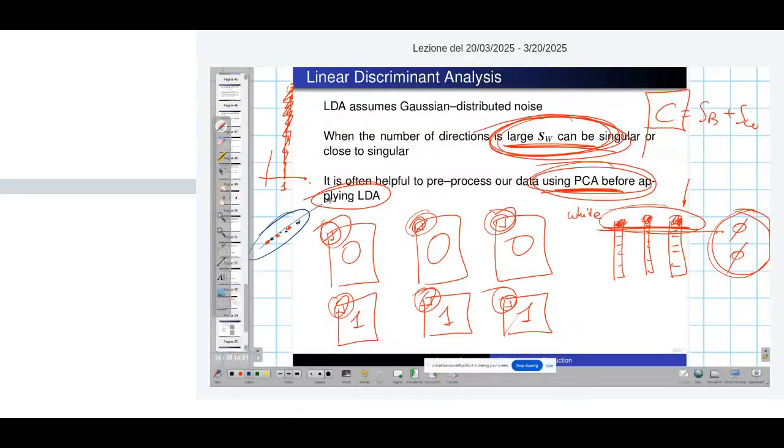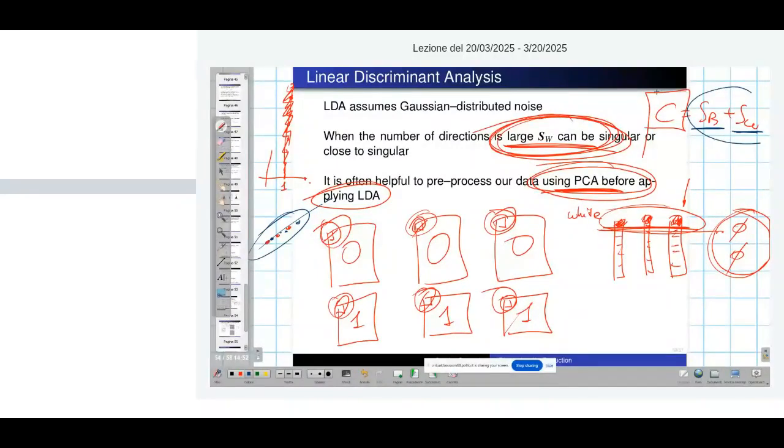all the points. So if we apply PCA and remove directions with low variance, we are sure that when we apply LDA afterwards, we will not have a singular SW anymore. It remains to see what happens when SB is large and SW is small, but then probably that is an interesting direction to keep, because it means that there is no variance between the images, and all the images look exactly the same, but exactly the same inside each class.